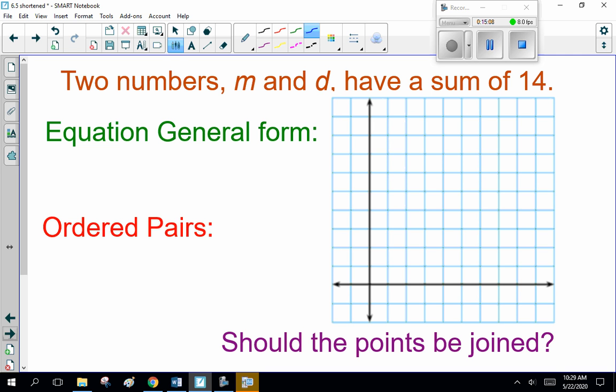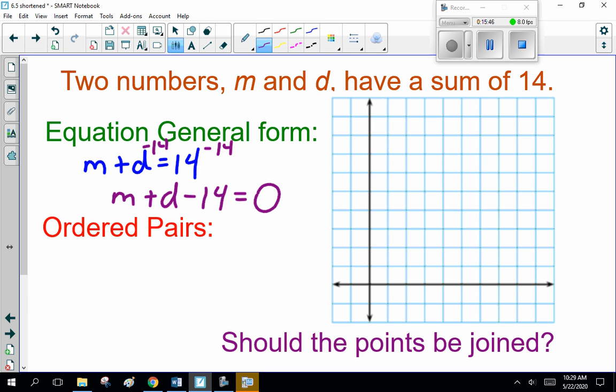Now, just to screw with your mind, how can I be evil? Well, here's a nasty question. Now, if you can get this, I'm really happy. If you're not, it's not so bad. But let's try it. Two numbers m and d have a sum of 14. Okay. Now, I'm going to write that as an equation. That's m plus d equals 14. Now, that's not general form. General form, it equals 0, so I got to subtract 14 from both sides. So general form is m plus d minus 14 is 0.